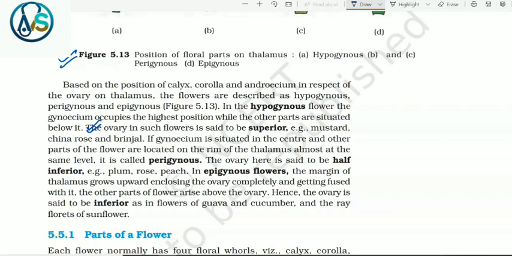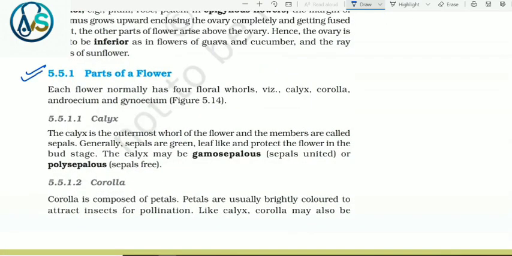If gynoecium is situated in the center and other parts of the flower are located on the rim of the thalamus almost at the same level, it is called perigynous. The ovary here is said to be half inferior. Example: plum, rose, peach. In epigynous flowers, the margin of thalamus grows upward, enclosing the ovary completely and getting fused with it. The other parts of flower arise above the ovary. Hence, the ovary is said to be inferior, as in flowers of guava and cucumber, and the ray florets of sunflower.